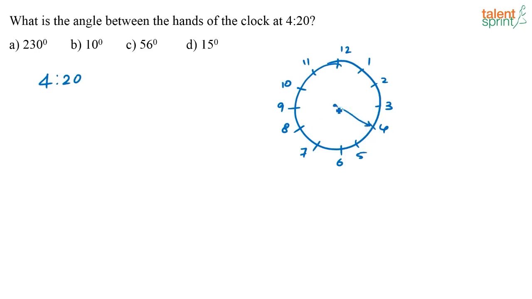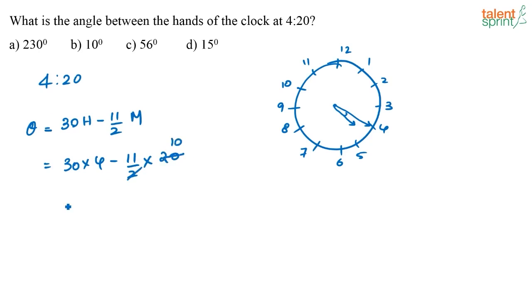This is going to be your minute hand and the hour hand is going to be ahead of the minute hand. So what is the formula that we have to use here to find the angle between the hands of the clock? Here the minute hand is behind the hour hand, so the formula that we have to use is nothing but 30h minus 11 by 2m. This is the angle theta. Here put in the values: 30 into 4 minus 11 by 2 into 20, that is equal to 120 minus 110, which is equal to 10 degrees. So the answer for this question is option B, 10 degrees.